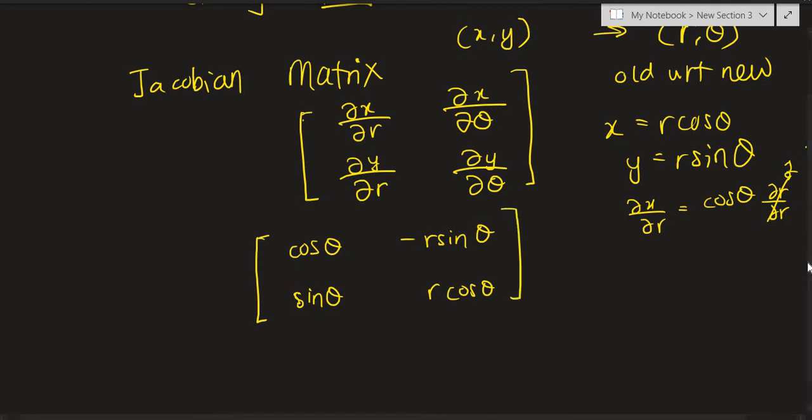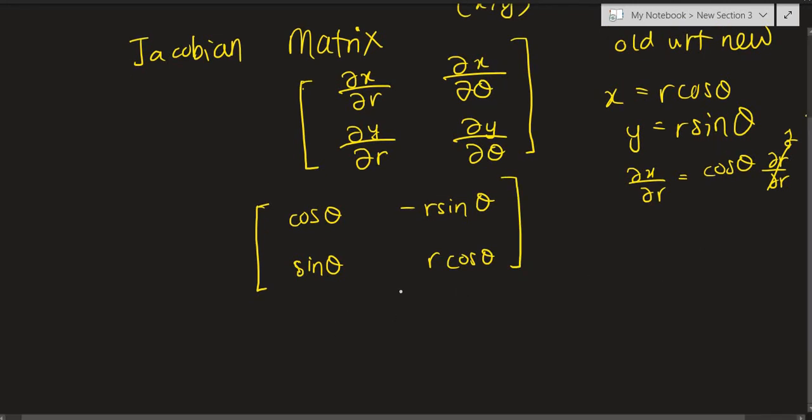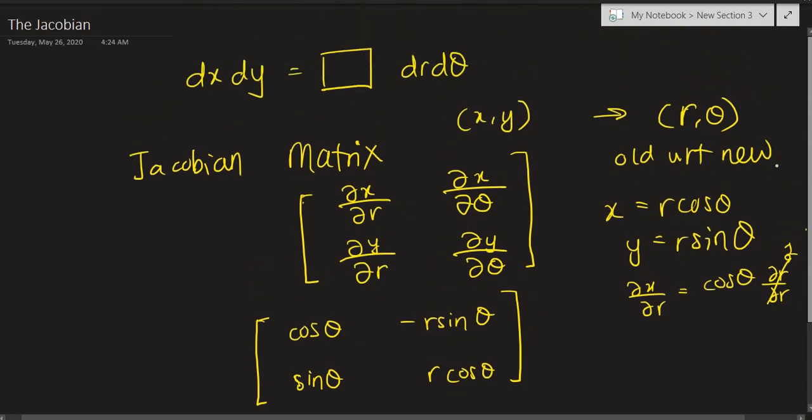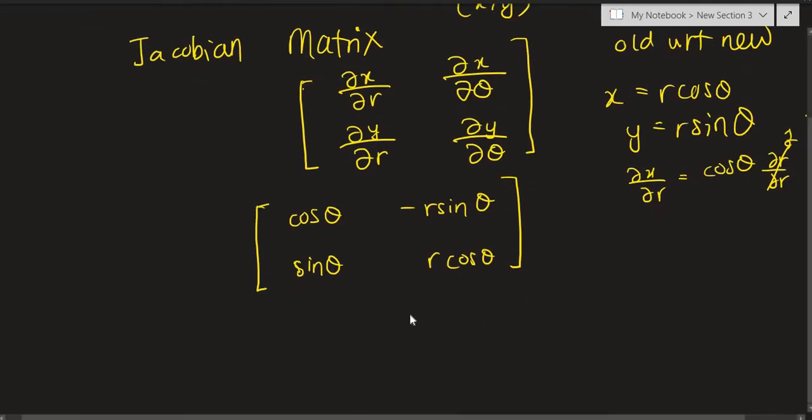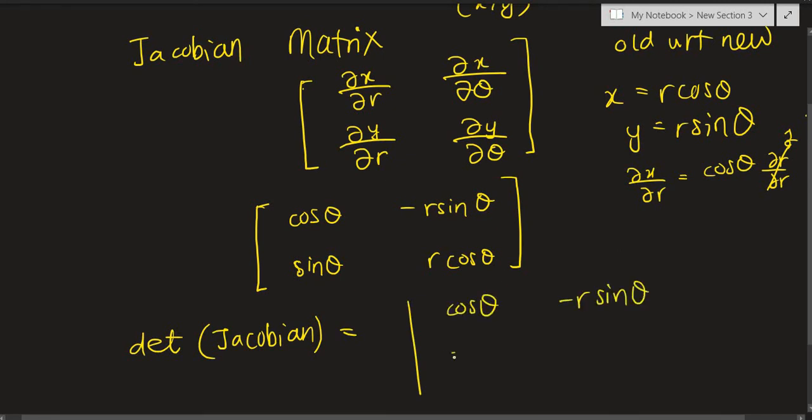And why is this Jacobian matrix useful? That's because this factor that we were looking for is nothing but the determinant of the Jacobian matrix. So it's time to take the determinant of the Jacobian matrix. So the determinant of this: cosine theta, minus r sine theta, and sine theta, r cosine theta.